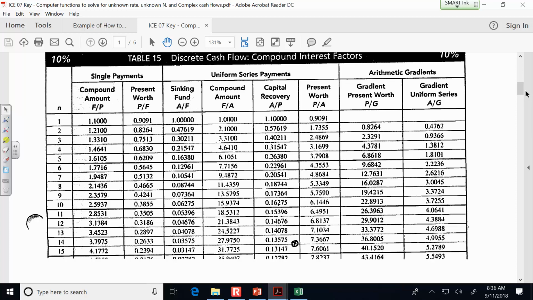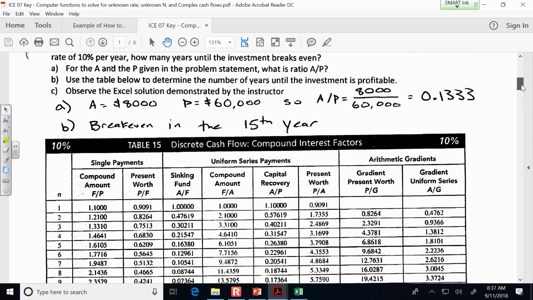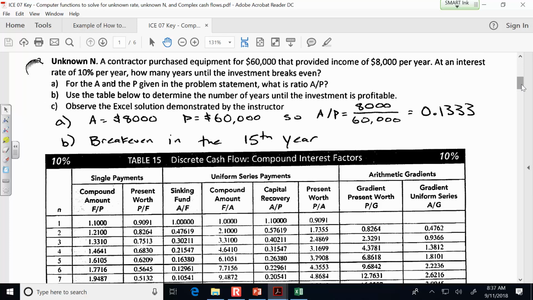So now here's one that's a little too high, 0.135, and then the one below that, 0.131, that's a little too low. So what that tells us is that actually after the 14th year, during the 15th year, that contractor receives enough revenue that the investment is paid off. So the way that you'd write the answer there is that break-even occurs in the 15th year. That's how we'd put it.